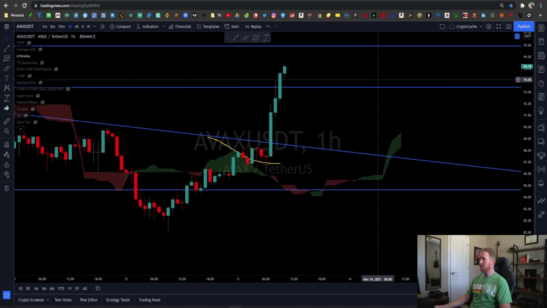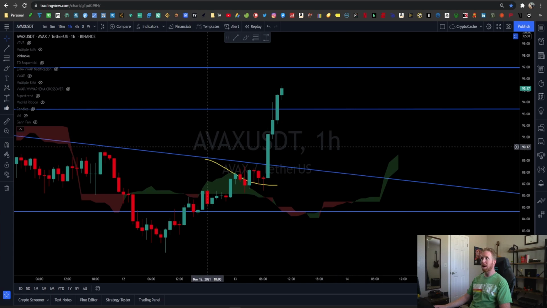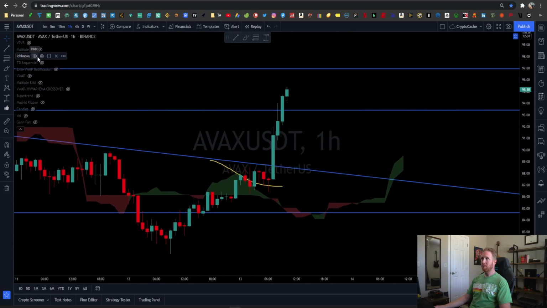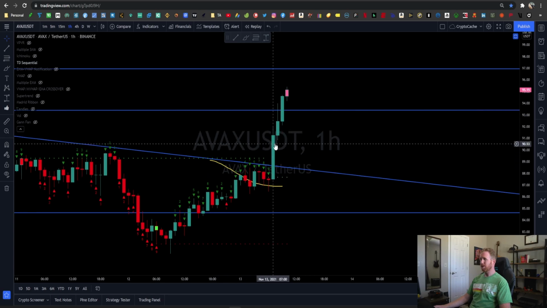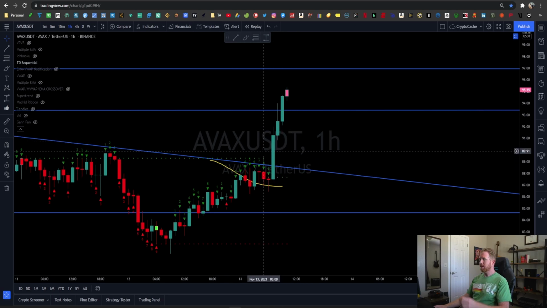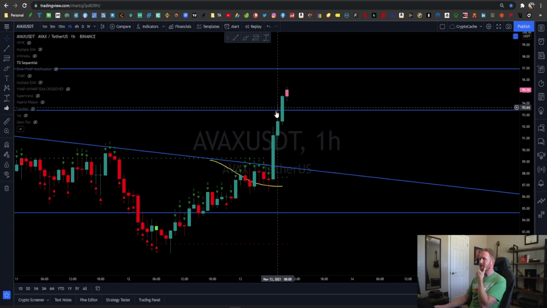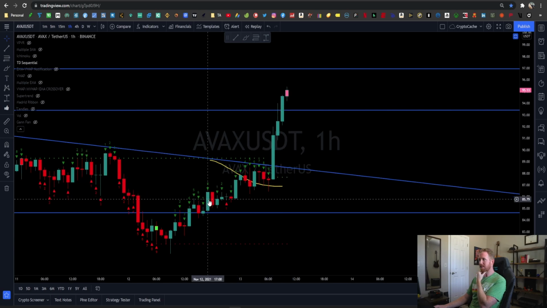Yep, 97 is pretty much the resistance level here. That's the all-time high, so we could very well see an all-time high breakout. We'll find out here soon. Let's take a look here. We are a little bit overextended with the TD sequential, but just keep in mind that's not a terrible thing, based on the simple fact that Avalanche has a tendency of going into overtime.